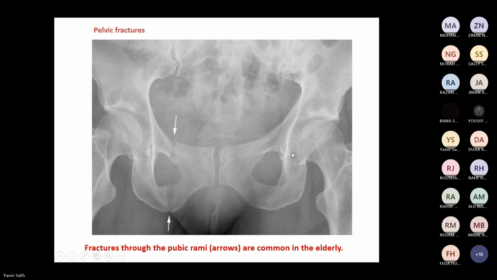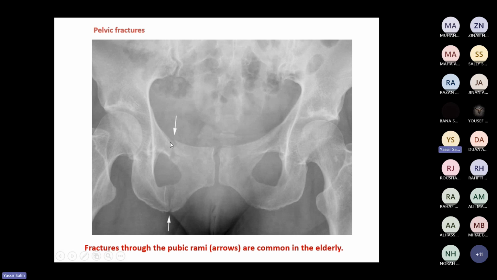Ischium and part of the pubis. This is the superior pubic ramus, and this is the inferior pubic ramus. This is the superior ramus, and this is the inferior ramus. Both of these are the pubic rami.